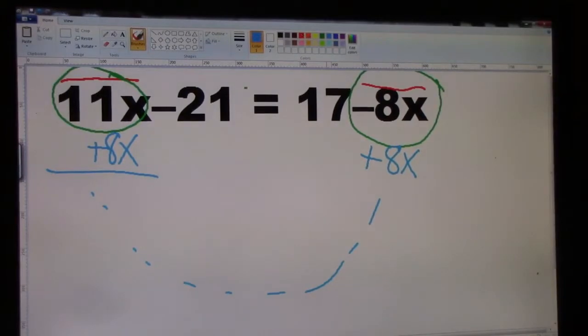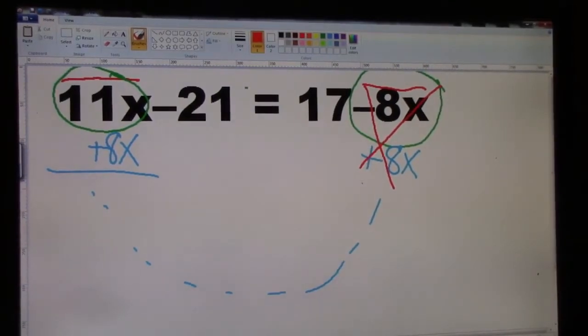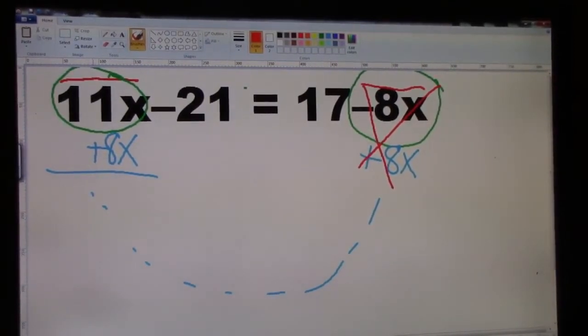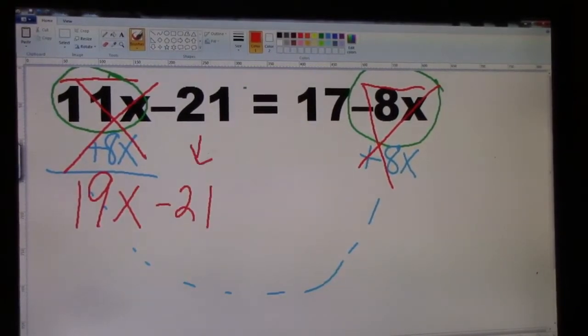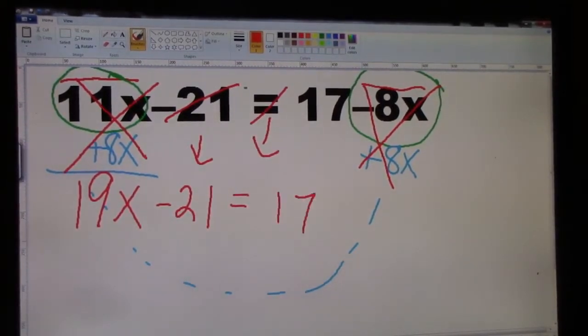And here's what I always do. I always cross out your previous part of the problem. That makes it a little neater and easier to understand. So now we have 11 plus 8, and that should give you 19, and we bring the x down. Cross this out. We don't need that anymore. What else do we have we haven't crossed out? We have the negative 21. We're going to bring the equal sign down, and then we'll bring our 17 down.